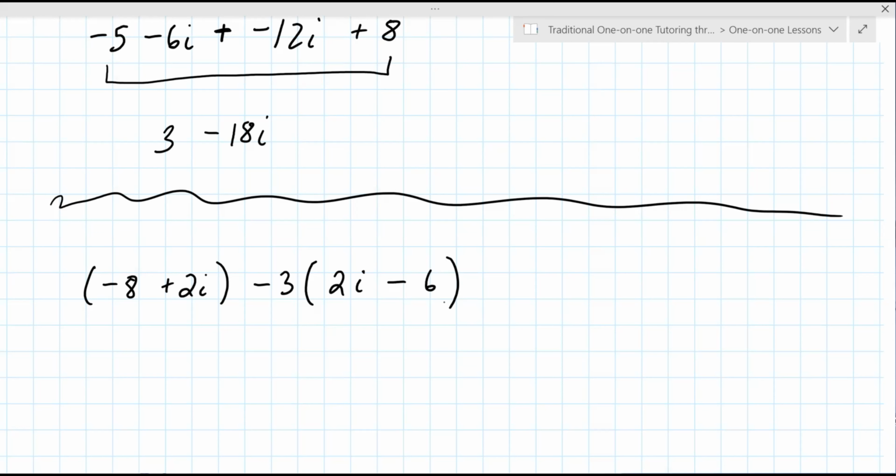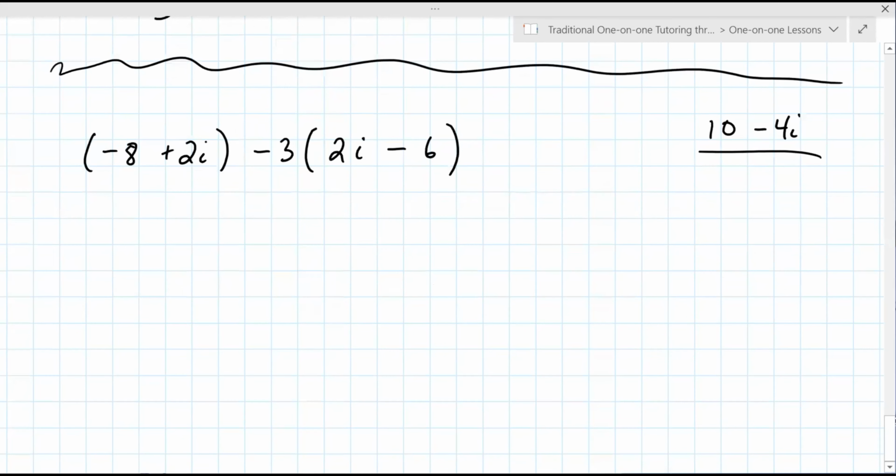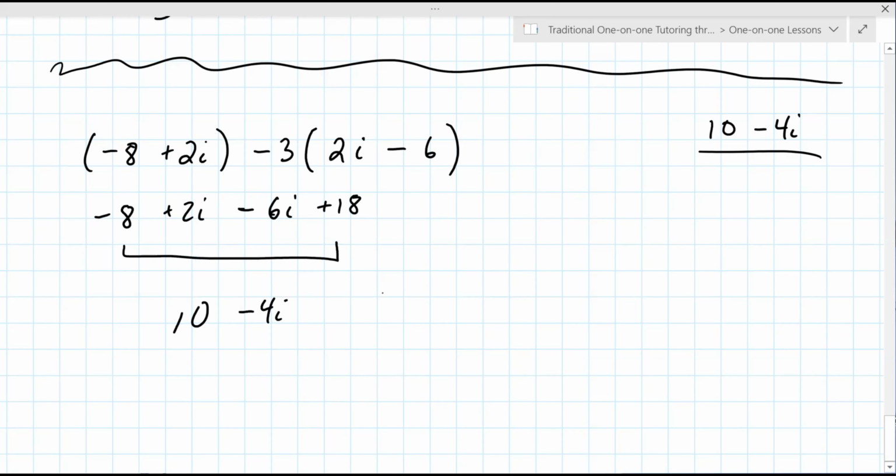All right, Emma, how'd you do on this one? I got 10 minus 4i. Yeah. All right, so let me work it out here. That does look pretty good. So it's -3i times 2i, that's -6i. And then -3 times -6 is plus 18. So if you combine like terms, you get 10 minus 4i, perfect.